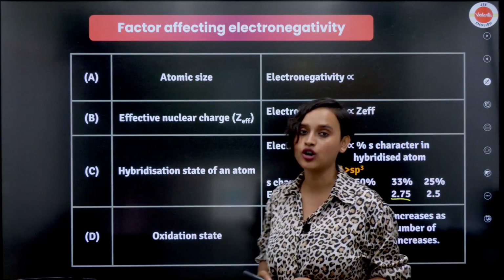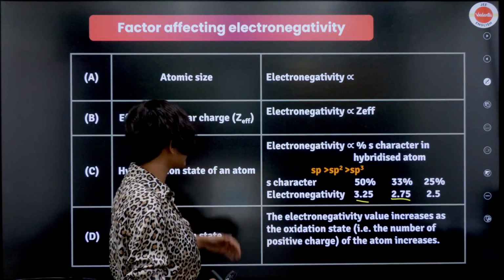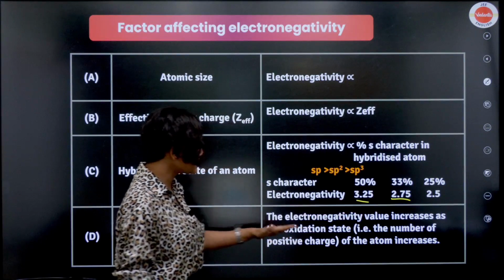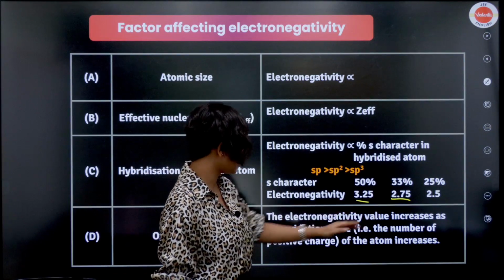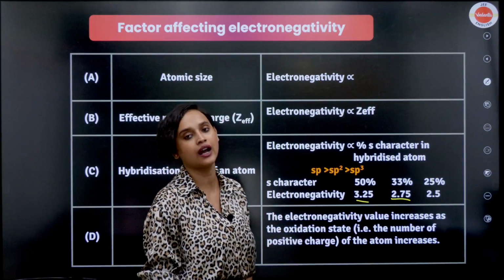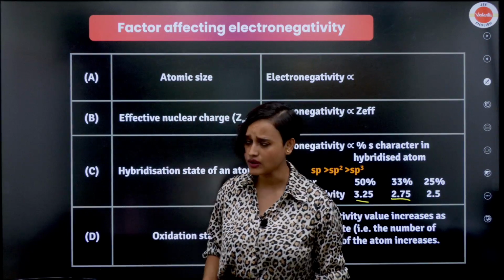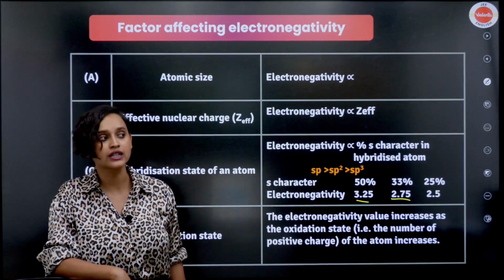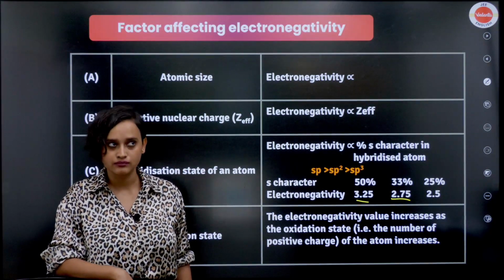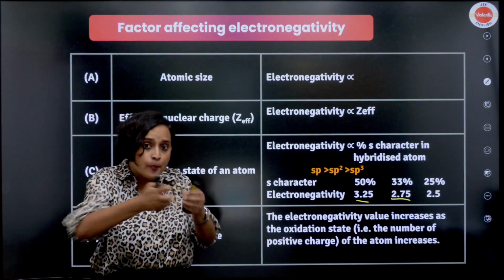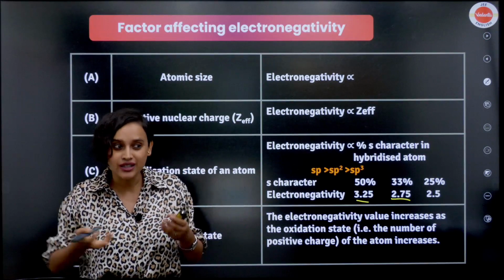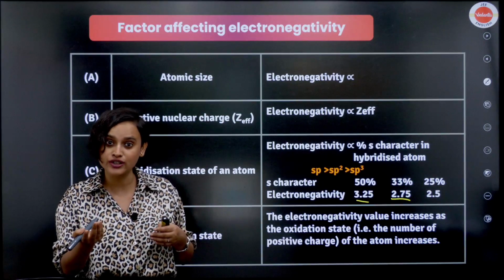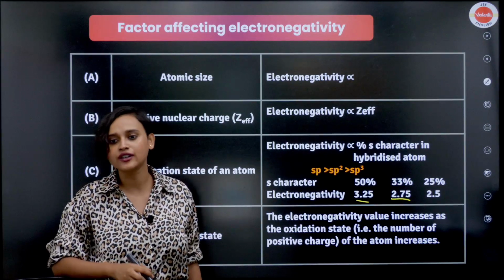And finally the oxidation state. How does oxidation state affect it? The electronegativity value increases as the oxidation state, that is the number of positive charges of the atom, increases. If the number of positive charges increases, then the electronegativity value increases, because it already has a lesser number of electrons and more positive charge, so it can easily pull the electrons closer.